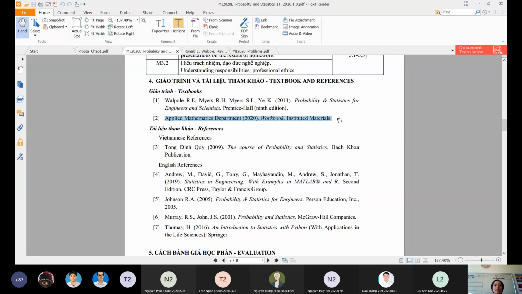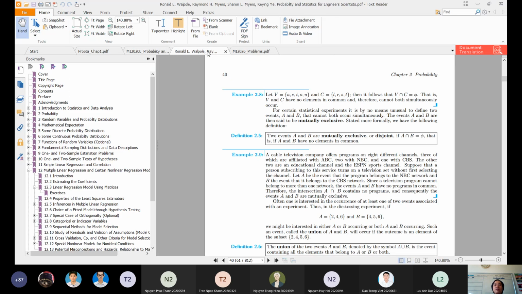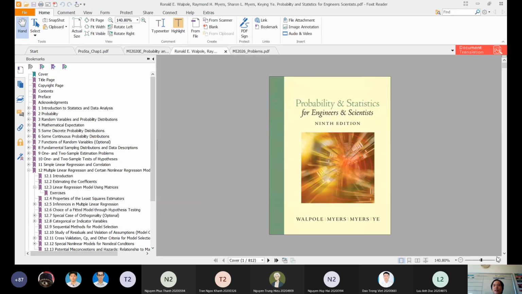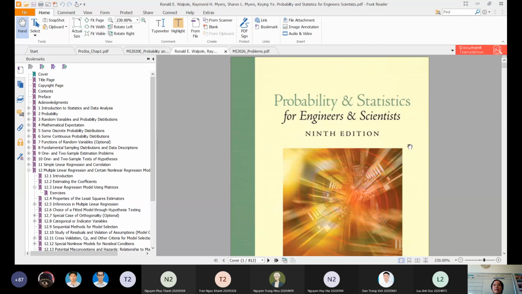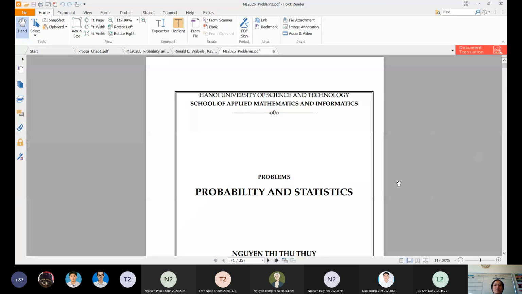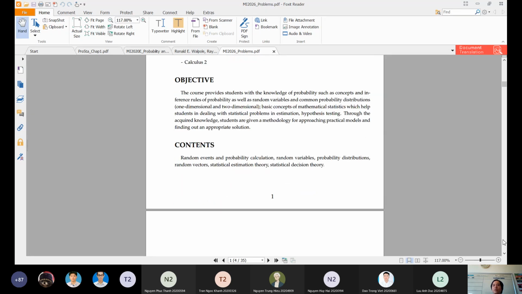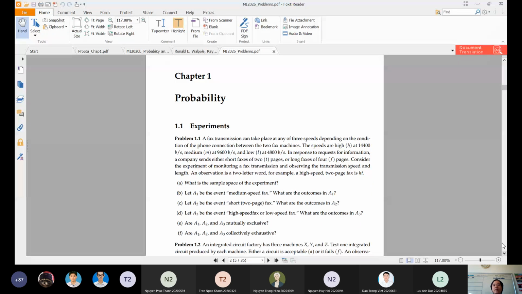And we have a workbook for solving some problems. This is the textbook, you can see it. Probability and Statistics for Engineers and Scientists, 9th edition. The authors are Walpole, Myers. Okay. And the workbook is Problems in Probability and Statistics at my school. Okay. It's like this one. And I will upload all textbook and workbook in this team. Okay.